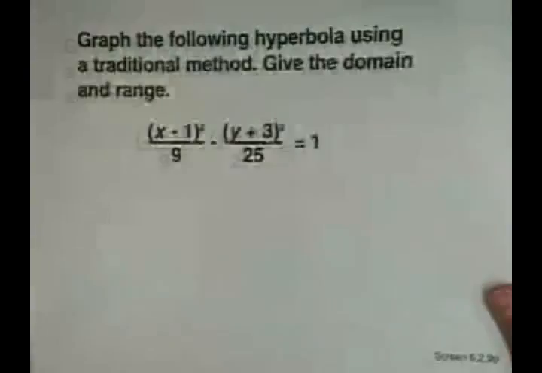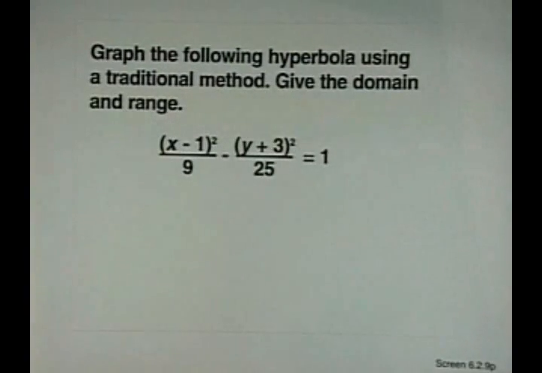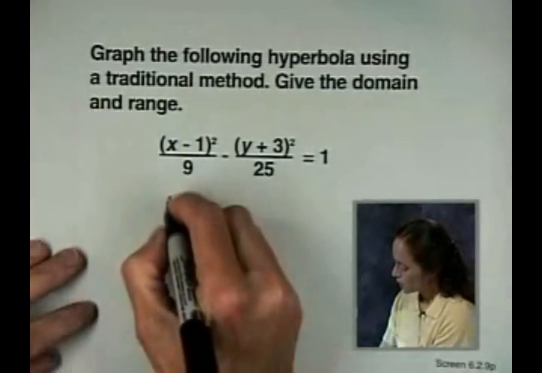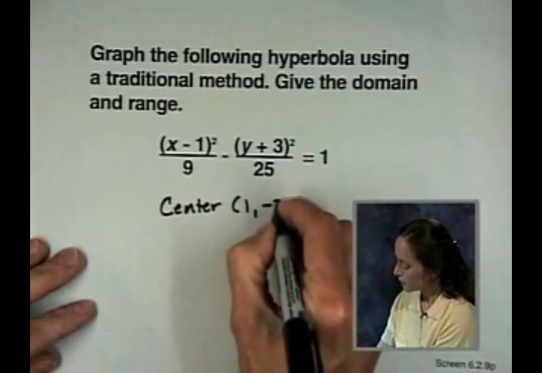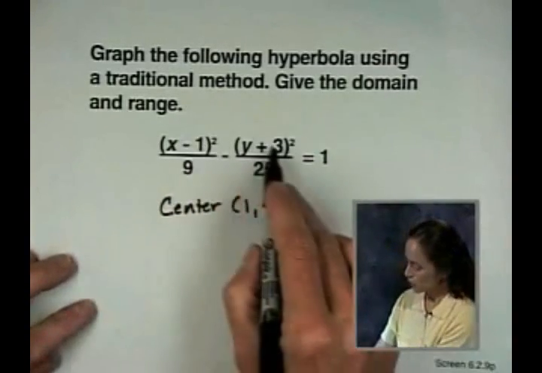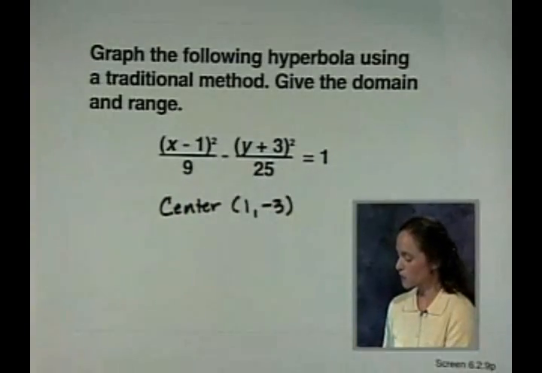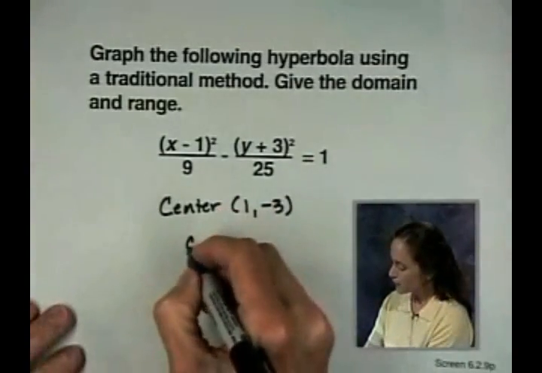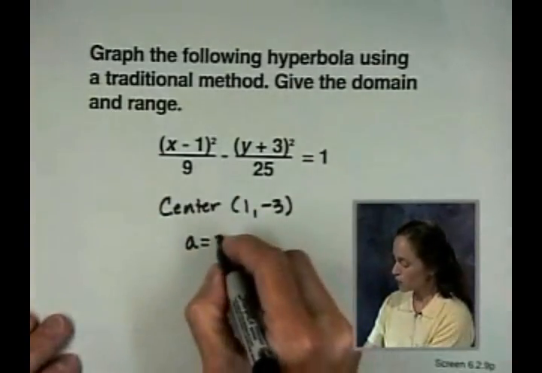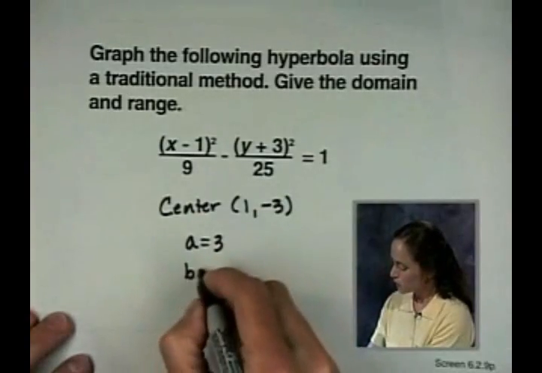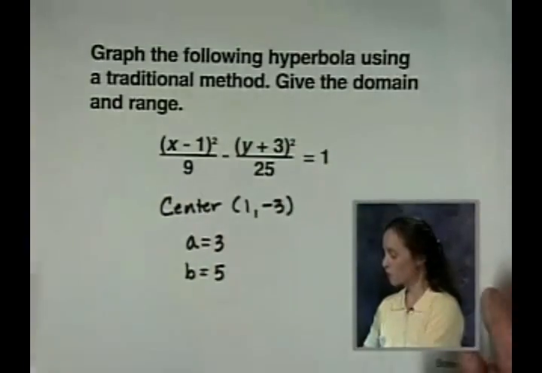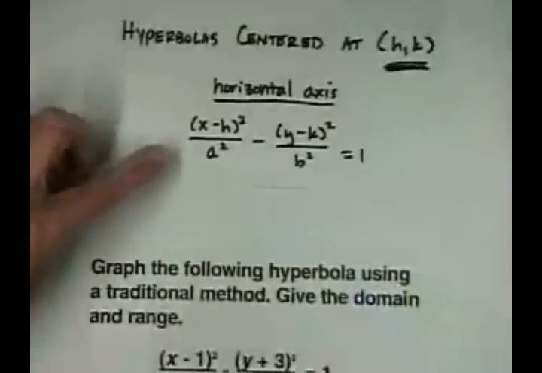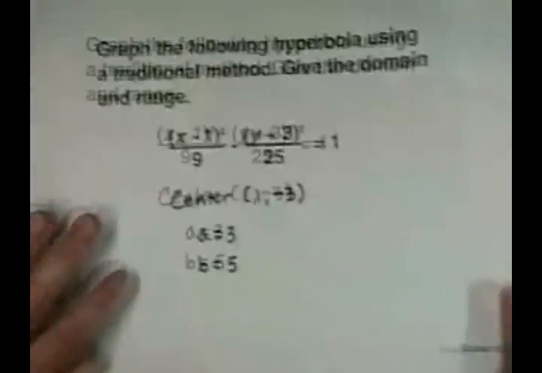Let's do this example. We'll graph this hyperbola using a traditional method and state the domain and range. The center is (1, negative 3), h and k, the things subtracted from x and y. a is the square root of the number under x, and b, the square root of the number under y. Because x comes first, notice that this will have a horizontal axis.